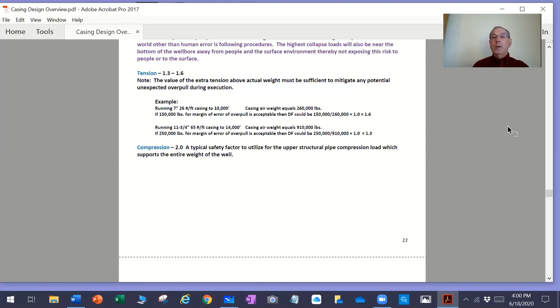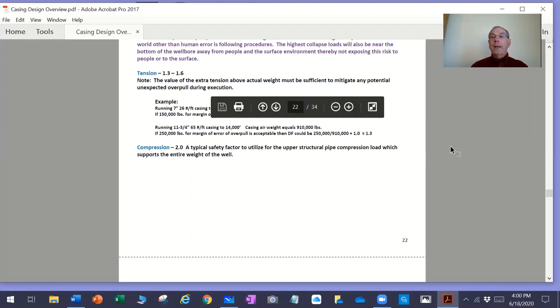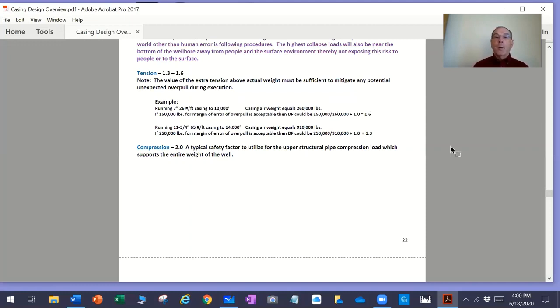So you want to make sure that you design what I call your foundation, which is those structural pipes, with extremely good integrity, so as not to cause you a problem on day 110 of a 120-day well, where you're going to lose the entire well if you have a problem at the bottom of the well. All right.